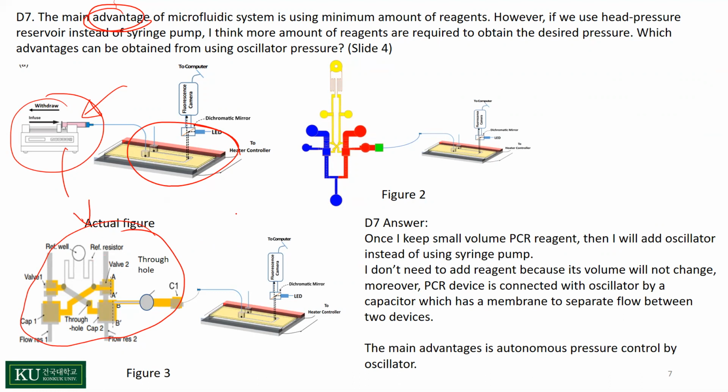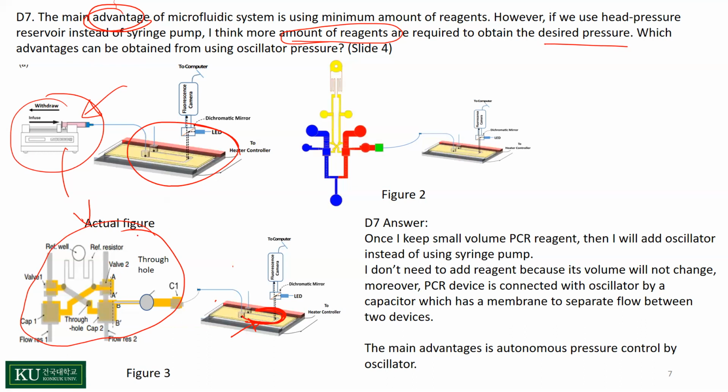Another part of this question was that a large amount of reagent is required to obtain the desired pressure. The person who asked the question thought that a large amount of reagent is required for the desired pressure. I think there is no need for a large amount of reagent, because once we input the PCR reagent inside this channel, we don't need to change it before finishing the PCR reaction. Here the PCR reagent is given one time, and it is used several times up to finishing the PCR reaction.